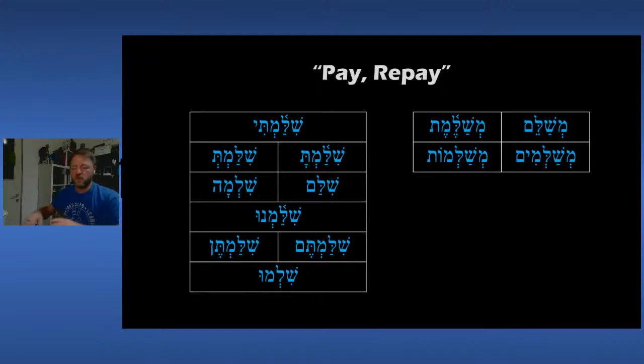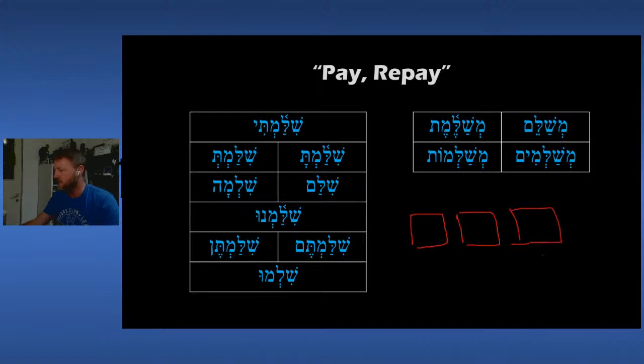We said diber, right? That's the normal pattern, but we would expect it to be, I'm going to just put boxes here. This is the normal pattern for piel, third masculine singular. In the past tense it's going to be E with chirik, then dagesh in the middle radical, and then tsere under this. But there are other patterns, okay?